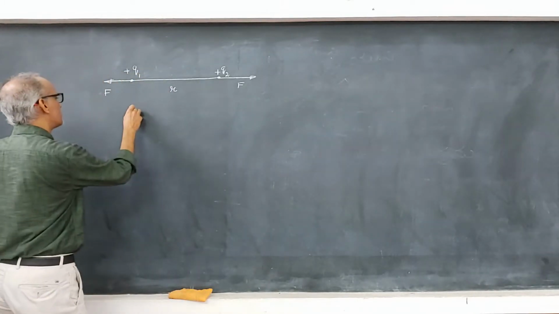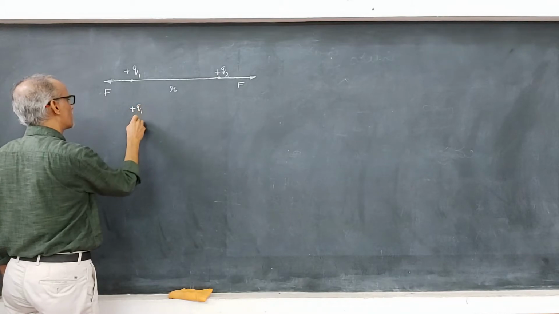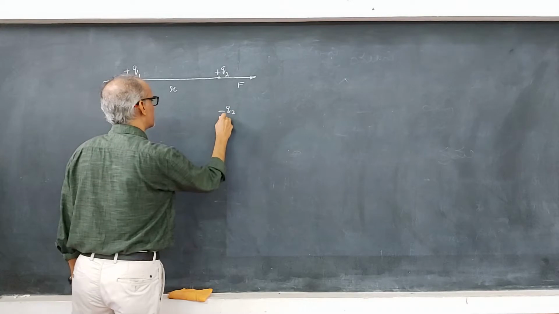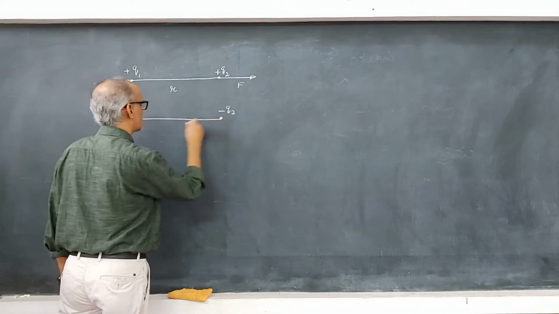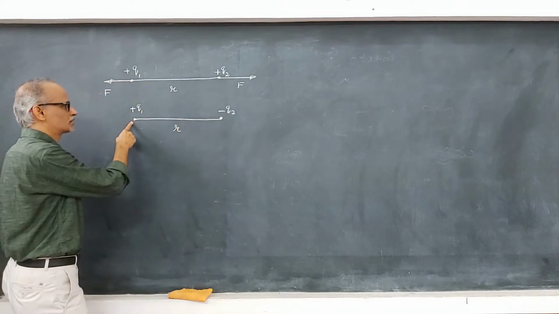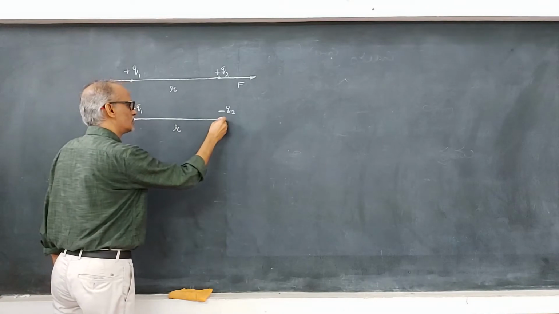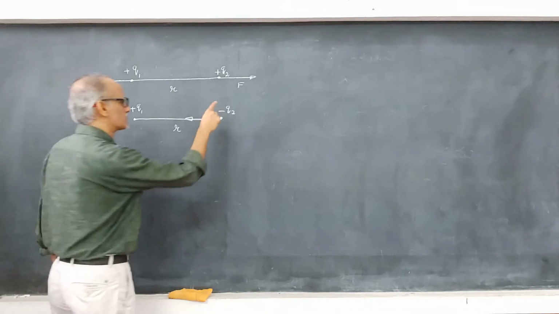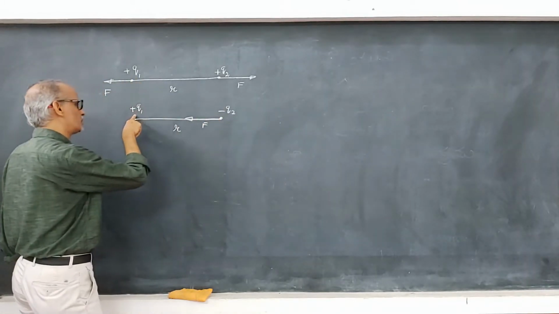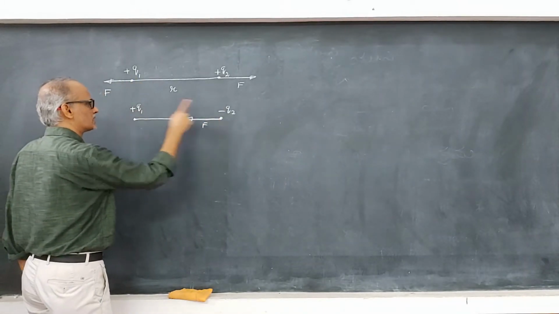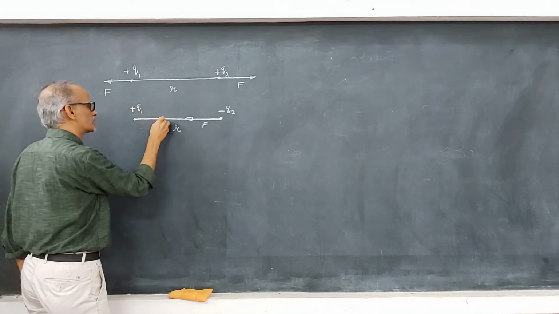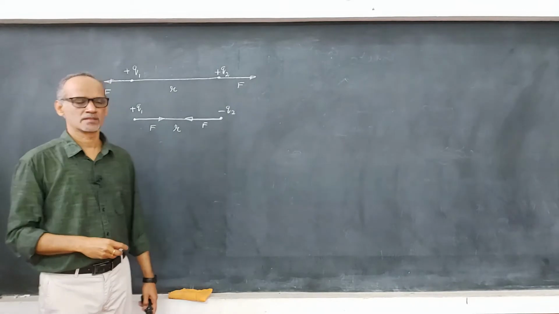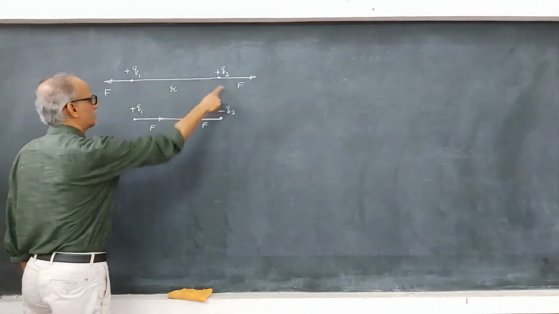What if I take one positive plus q1 and the other negative minus q2 separated by a distance r? Then first charge attracts the second charge towards it in this direction with the force F. Second charge again exerts the same force which is attractive. So, second charge attracts the first towards it. So, this is how the force acts between the two charges. Okay. So, repulsive force, attractive force.